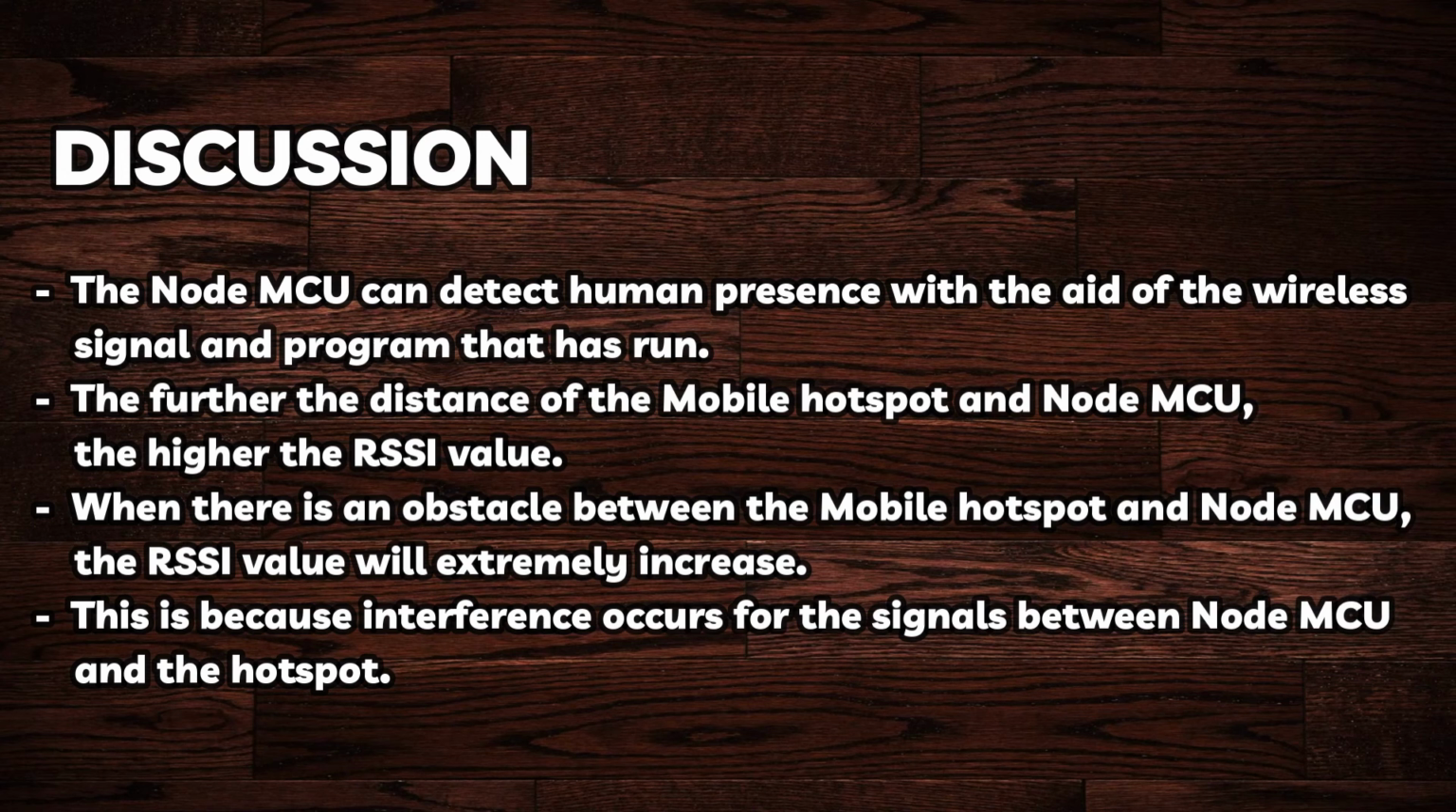The further the distance of the mobile hotspot and the Node MCU, the higher the RSSI value. When there is an obstacle between the mobile hotspot and the Node MCU, the RSSI value will extremely increase. This is because interference occurs for the signals between Node MCU and the hotspot.